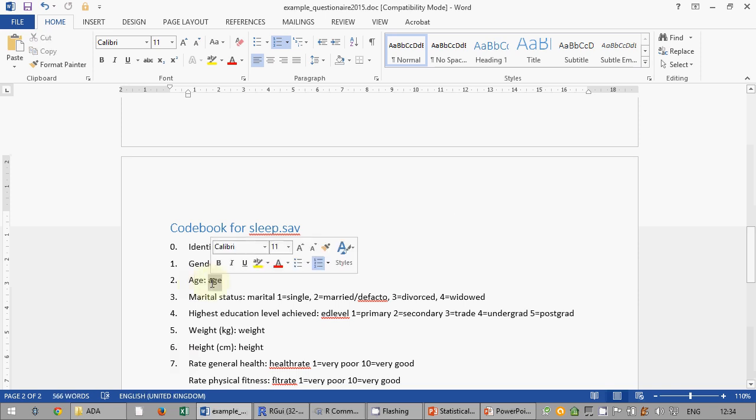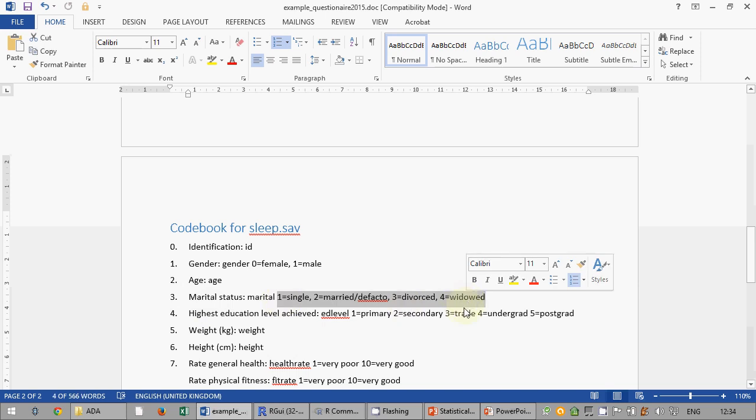Age, well, there is nothing to discuss here. The name of the variable will be age. Marital status, the name of the variable will be marital, and it will take values 1, 2, 3, 4. Even though we use numbers, there is no order here. So this will be a nominal variable.